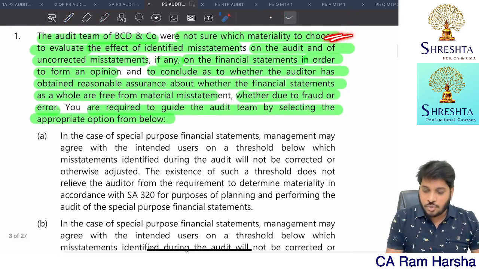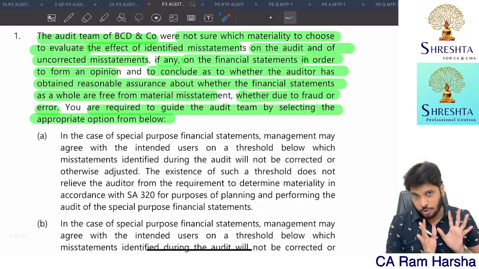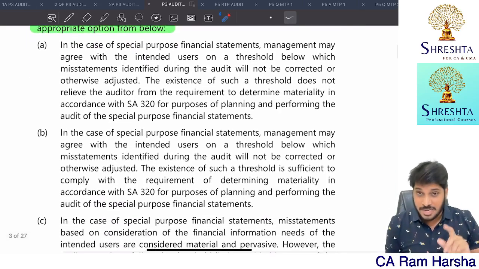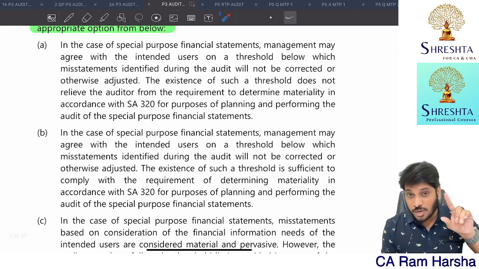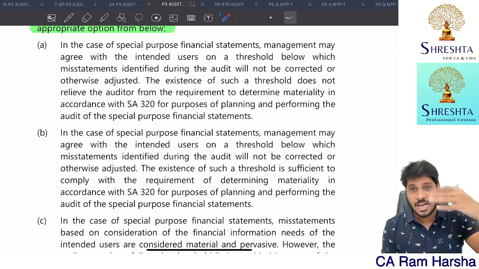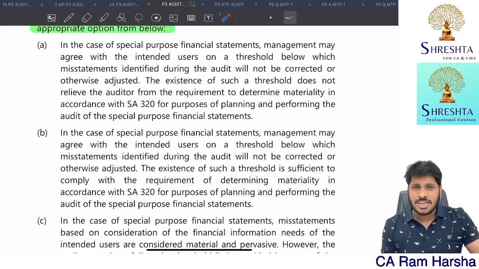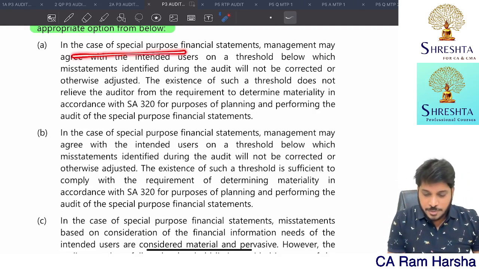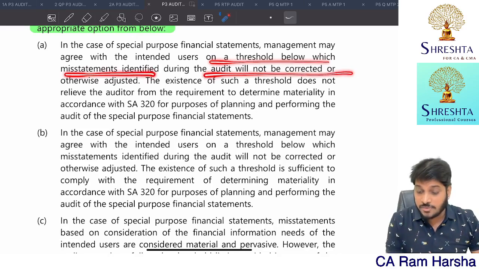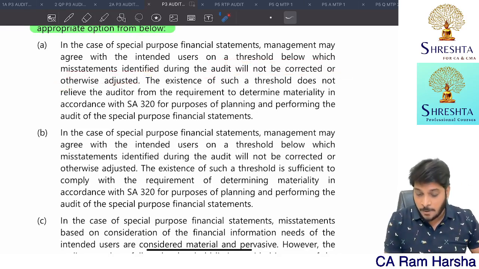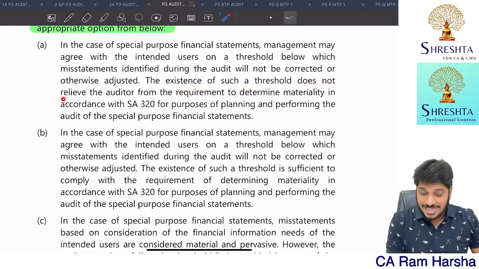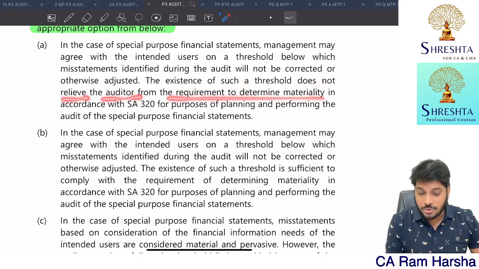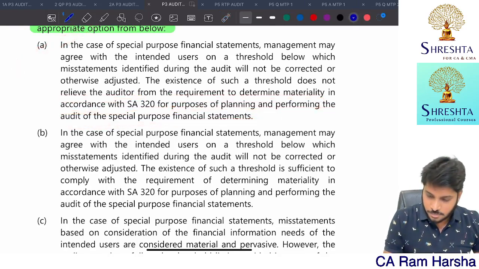So they just want to know whether the materiality they are following is correct or not. Tell me, materiality as per the terms and conditions, what they said: 5,000 euros and above has to be considered. If it is below that, it can be ignored. In case of special purpose financial statements, management may agree with intended users on a threshold below which misstatements identified in audit will not be corrected or otherwise adjusted. The existence of such a threshold does not relieve the auditor from the requirement to determine materiality in SA 320 for the purpose of planning. Absolutely right.